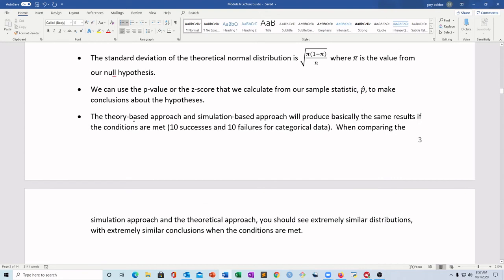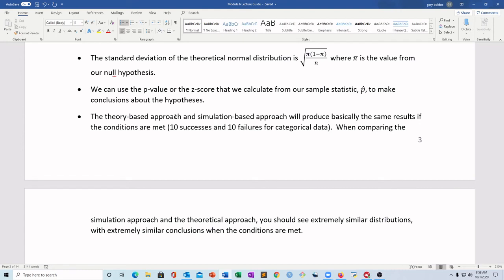To use the theory-based approach, this is important, we need to make sure that in our data we've got 10 successes and 10 failures each. What does that mean? Well, we set up all of our categorical variables to be two options, binary. We were doing that earlier too.